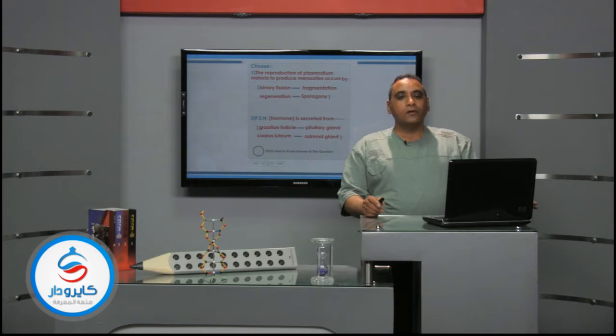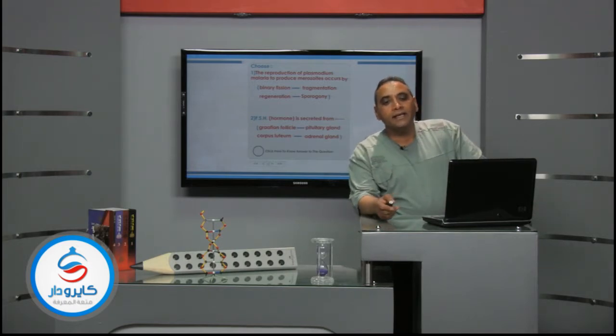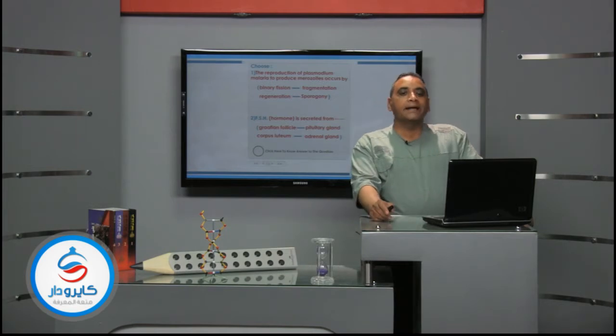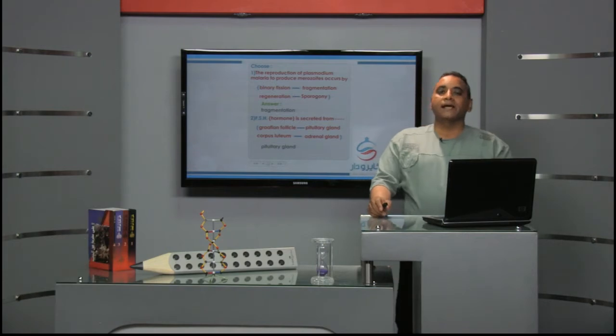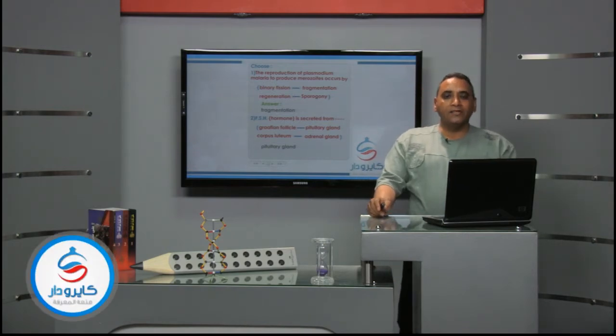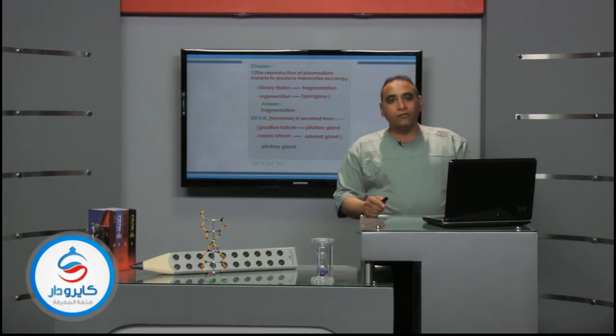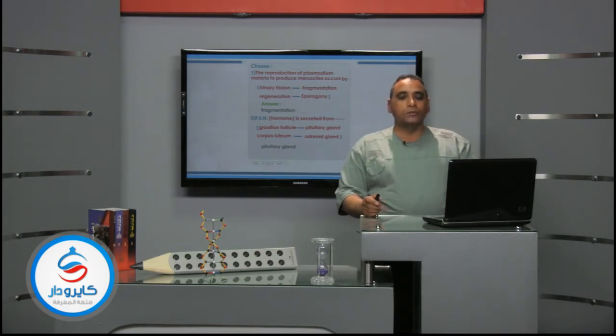But the next part of the question: choose the correct answer. Follicle stimulating hormone is secreted from graafian follicle, pituitary gland, corpus luteum, adrenal gland. The answer is the pituitary gland, because the anterior lobe of the pituitary gland is responsible for the secretion of sex hormones such as FSH and LH, and also for the secretion of prolactin hormone.